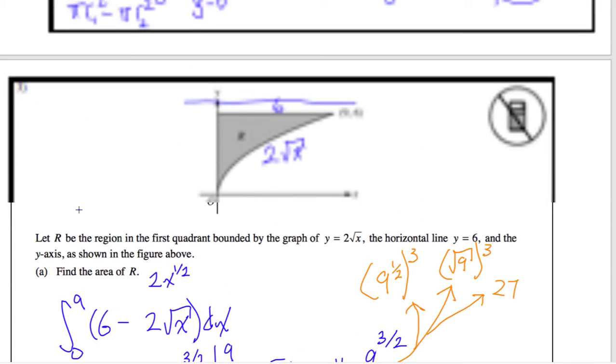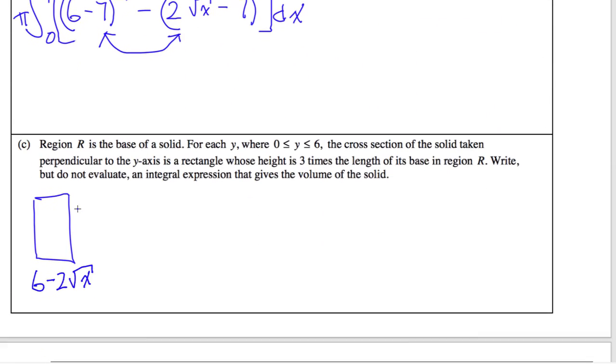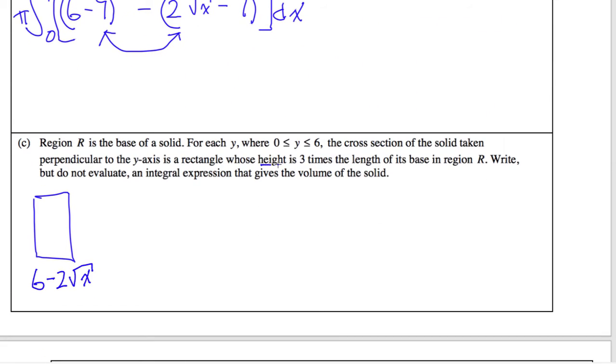But I don't know my height. I did write that, okay. I don't know my height. It says our height is 3 times the length of its base. Well, I just take that and multiply it by 3. So 3 times 6 minus 2 square root of x.